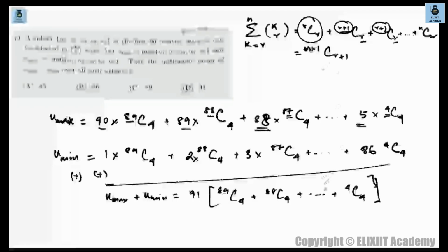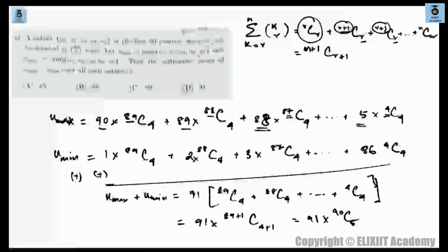So if you use this formula over here directly, we are getting 91 times of N plus 1 CR plus 1. So here what is N? N is the last term. This goes up till 89, right? So 89 plus 1, CR plus 1, so 4 plus 1. So this is 91 times of 90C5. Now, they have already mentioned this is U max plus U min.